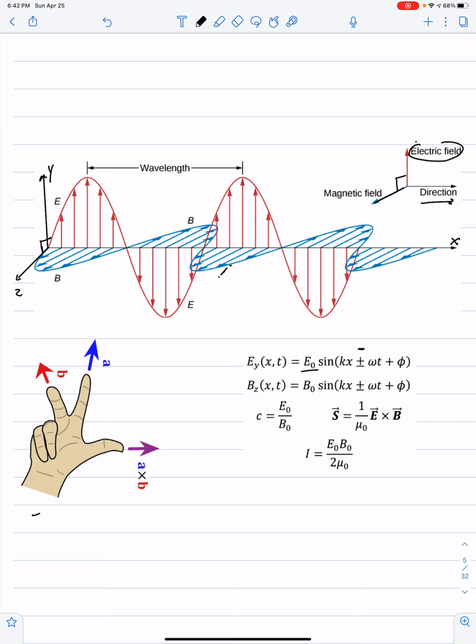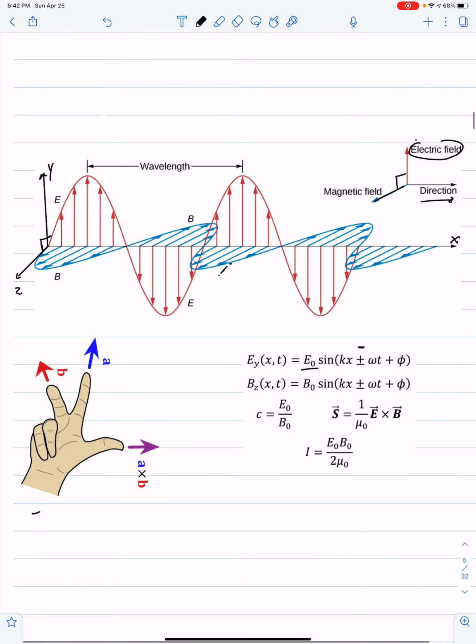If we know the direction of the electromagnetic field, and this is the wave propagating in this direction, then identify the electric field pointing in this direction with my index finger, and then the magnetic field with my middle finger. The magnetic field should be pointing out of the page. So it should look something like this. This should be the diagram, how it looks.